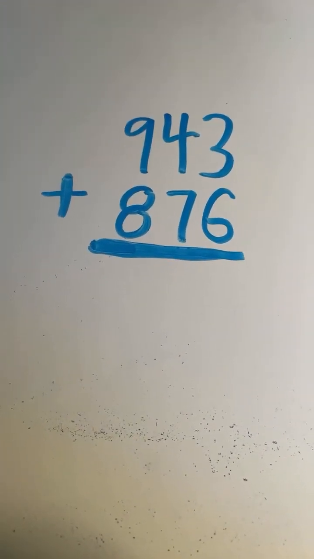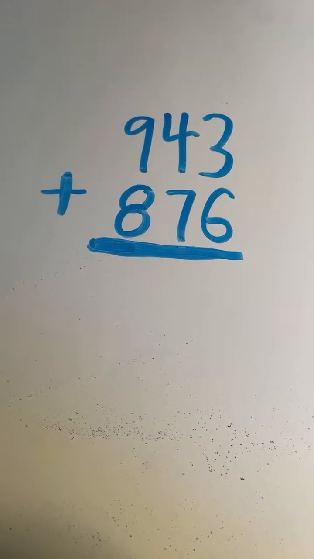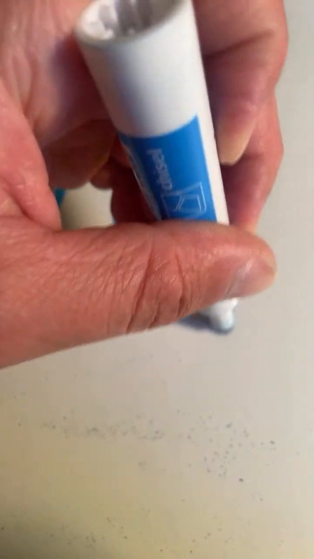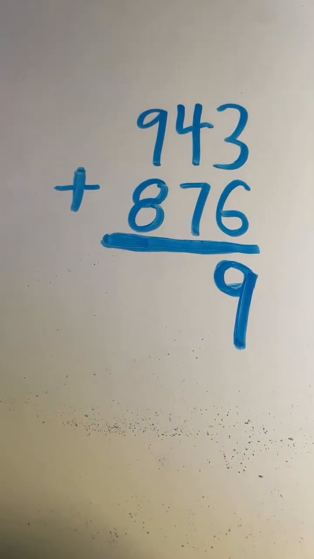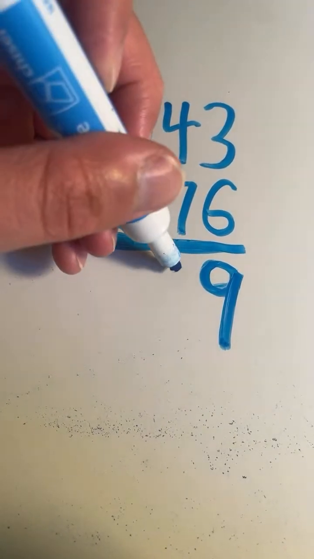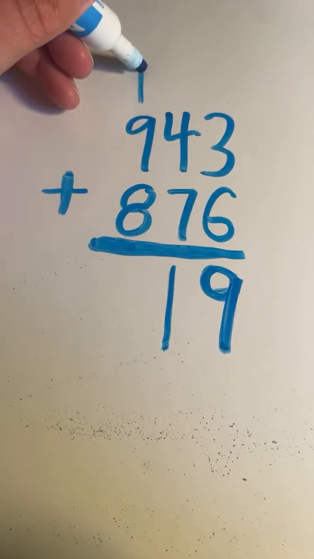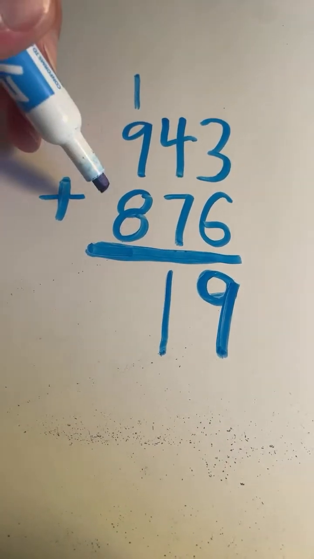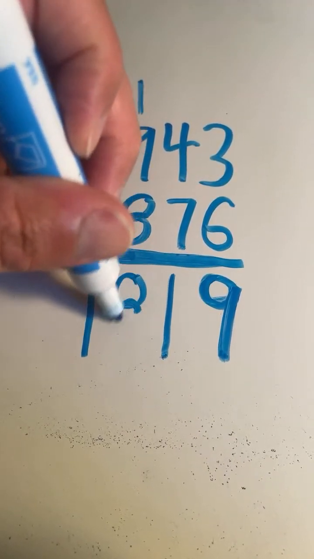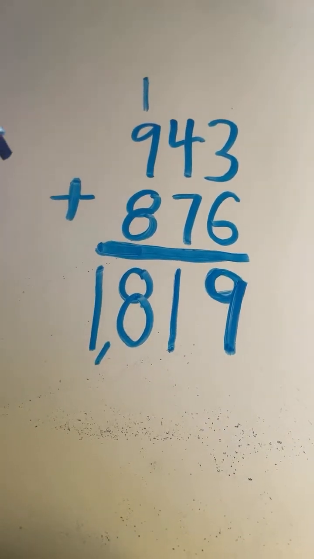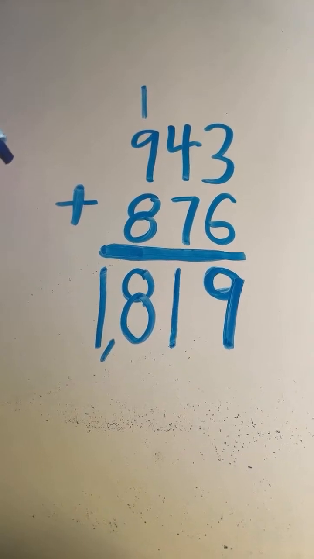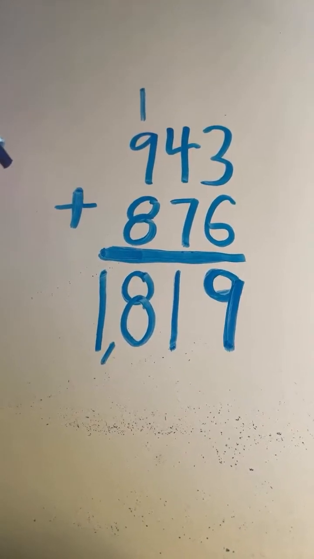We have 943 plus 876. So we always start in the ones place. 3 plus 6 equals 9. We do not need to regroup in the ones place. Anytime our sum is less than 10, we don't need to regroup. 4 plus 7 equals 11. 1, carry the 1. 9 plus 8 equals 17. Plus 1 equals 18. And we have our final answer. 943 plus 876 equals 1,819.